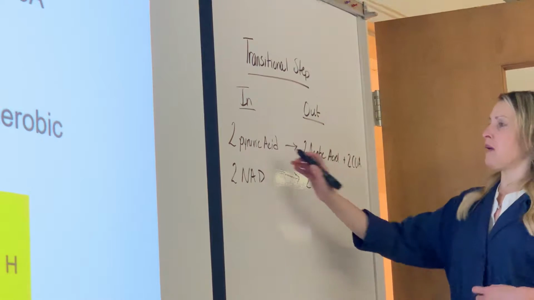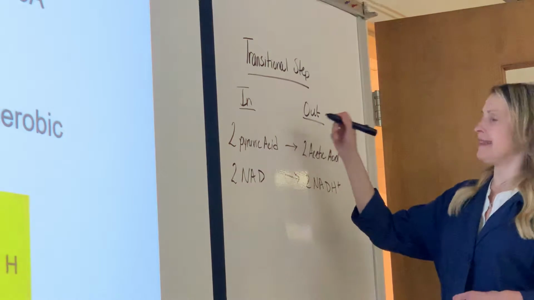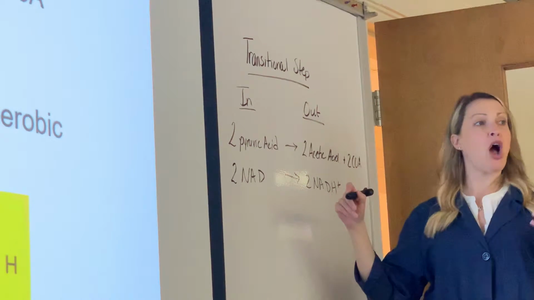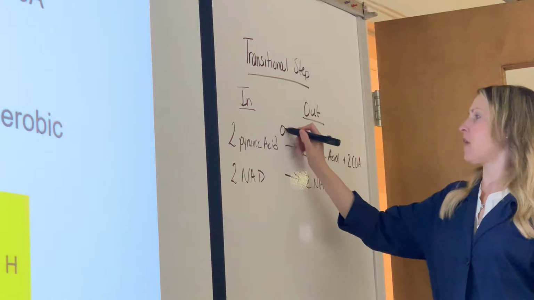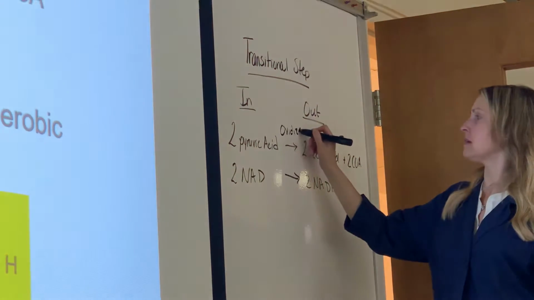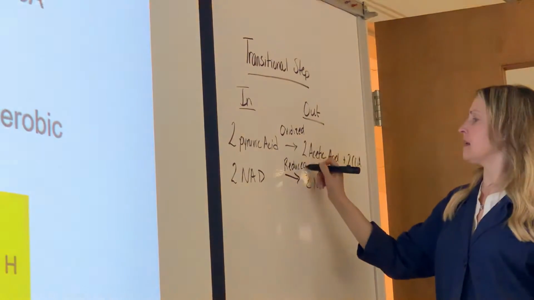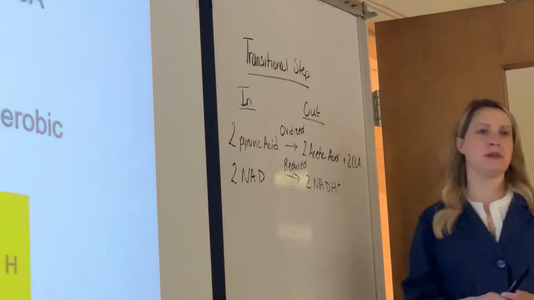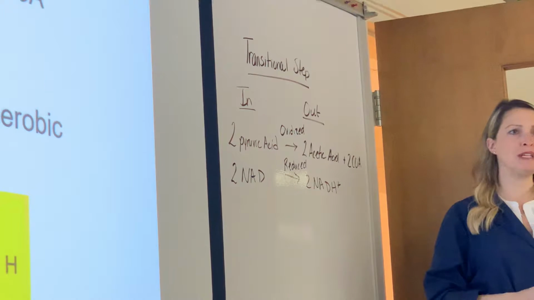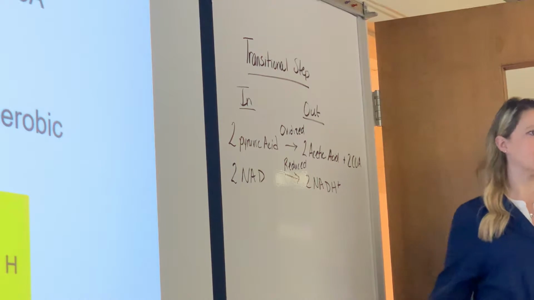And again, pyruvic acid here, this is the pyruvate oxidation step. It's oxidized, and NAD is reduced to NADH plus H. So there's the redox part of this.